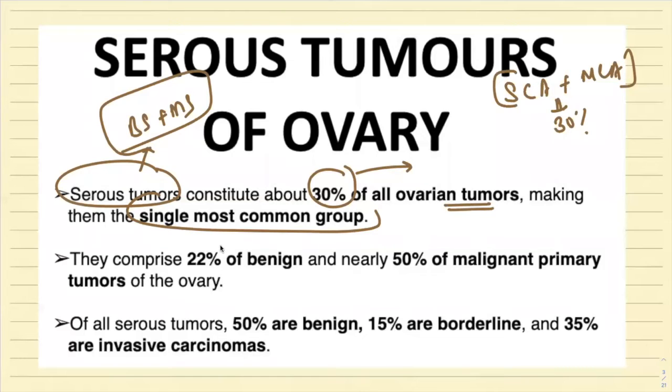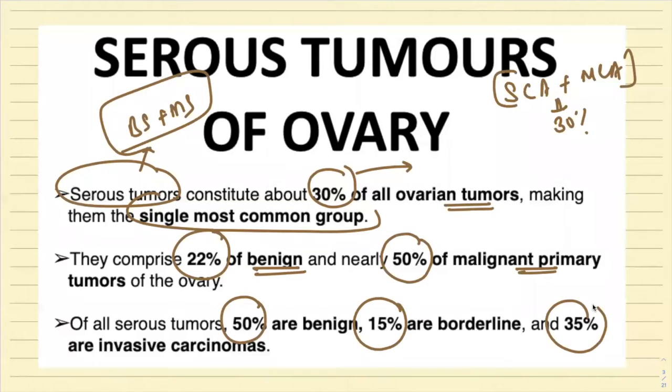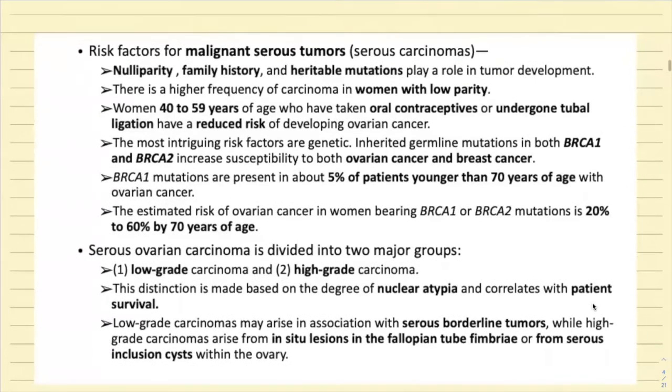They comprise 22% of the benign ovarian tumors and around 50% of the primary malignant tumors of the ovary. Of all the serous tumors, remember 50% are benign, 15% are borderline, and 35% are invasive carcinomas. Now, what is the risk factor for the malignant serous tumor? We know 90% of ovarian carcinomas are serous. So in the exam, they might not use the term malignant serous. They will say all of the following are risk factors for ovarian carcinoma except. In that situation, it is synonymous and you will have to regard it as serous carcinoma only.